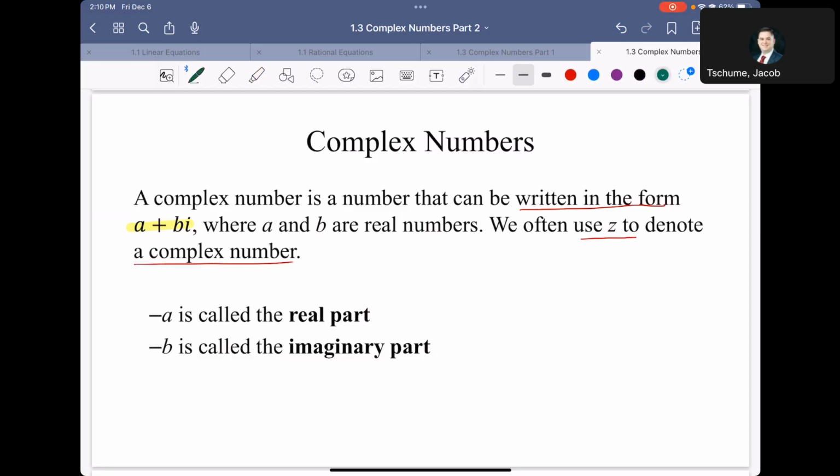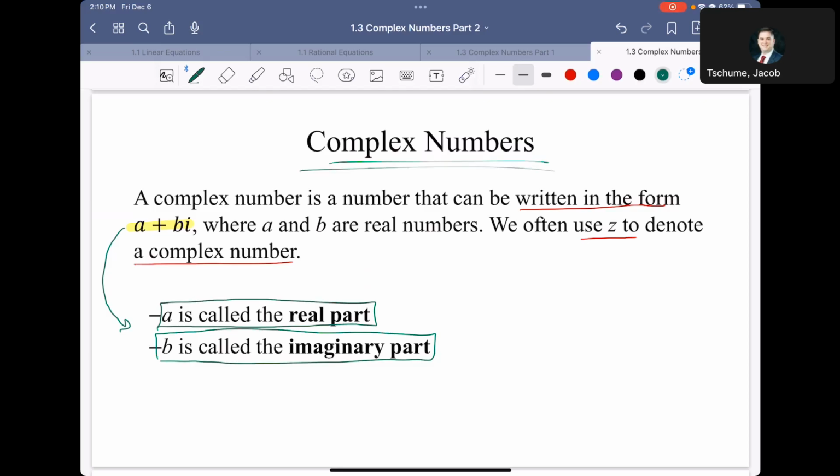As far as breaking down the parts, since there are two letters involved with every complex number, do be aware that the a part is what we're going to call the real part of our complex number, because you notice a does not have the imaginary unit. And since b has the imaginary unit attached to it, we're going to let b be called the imaginary part of a complex number. So a complex number always has two parts, the real part and the imaginary part.